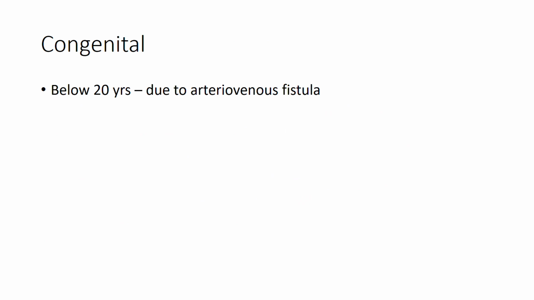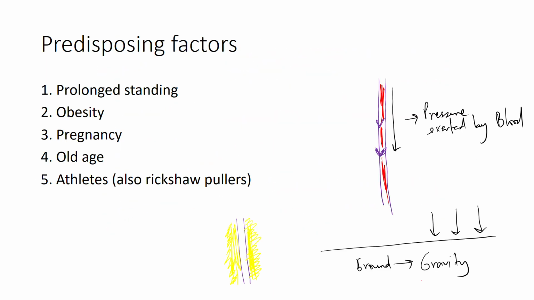And we also have a congenital variety. Now this is again because of an arteriovenous fistula, and is usually seen in people aged 20 years and below. So these are the types of varicose vein: primary, secondary, and congenital. Okay, now if you see the predisposing factors, prolonged standing is one of the major risk factors for developing varicose veins.